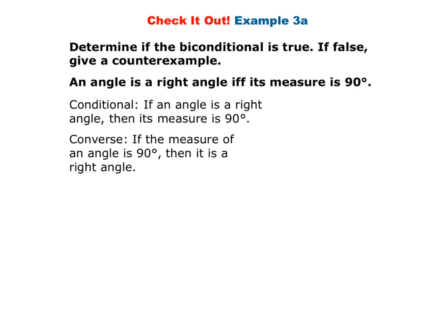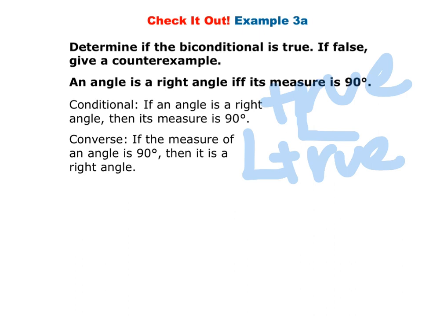Determine if the biconditional is true. If false, give a counterexample. An angle is a right angle if and only if its measure is 90 degrees. So our conditional would be if an angle is a right angle, then its measure is 90 degrees. If we have a right angle, that means that its measure is 90 degrees. So the conditional would be true. Now let's look at the converse. If the measure of an angle is 90 degrees, then it's a right angle. That's also true.